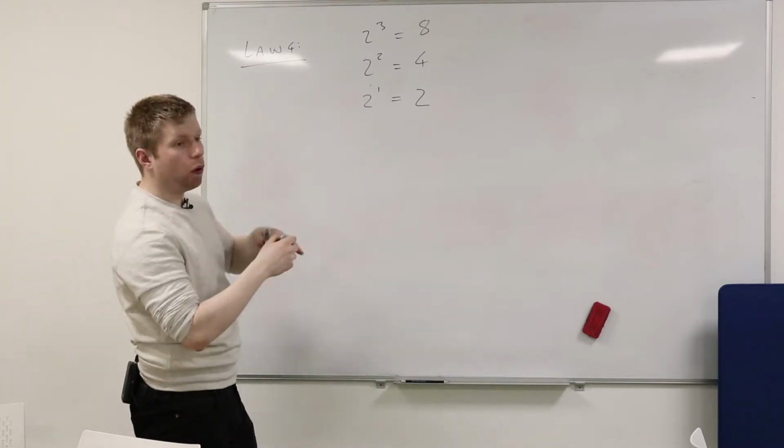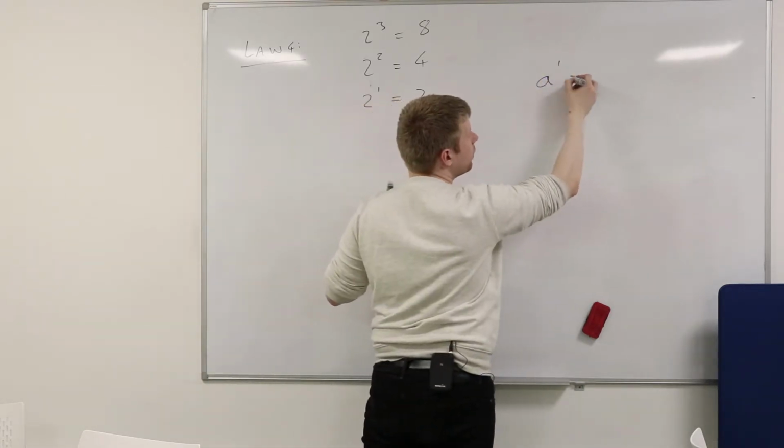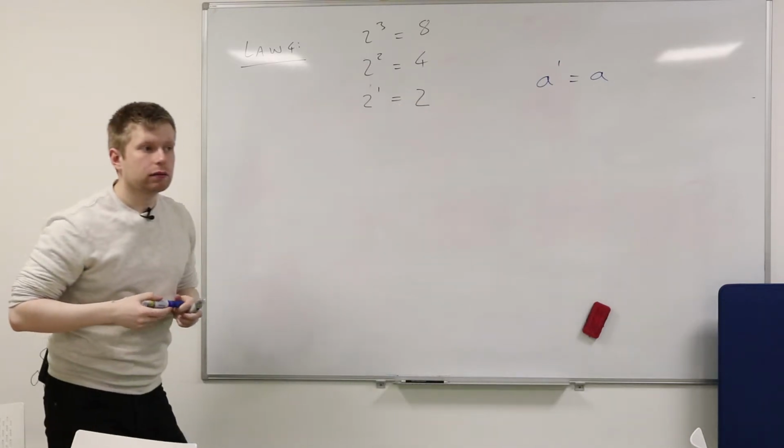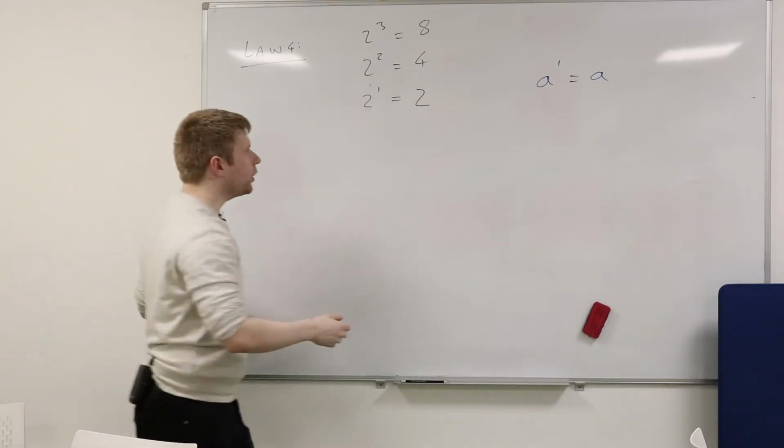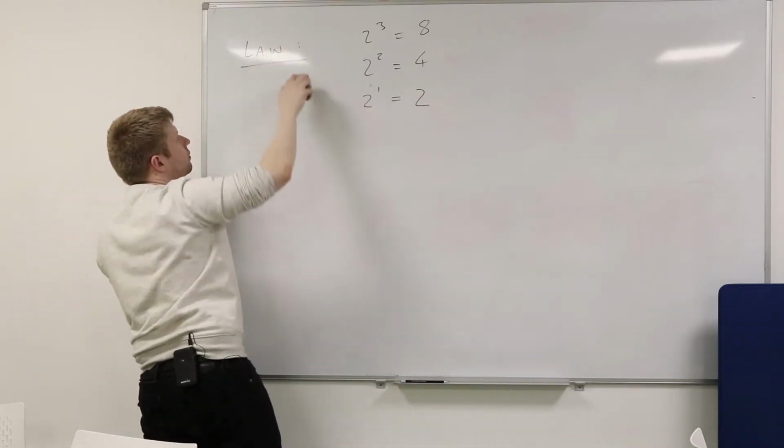So that's actually law 4. Law 4 basically says if you take any number and you raise it to the power of 1, that just gives you yourself back. It just gives you A back. Okay, let's quickly move on to law 5, which is a nice follow-on for this.